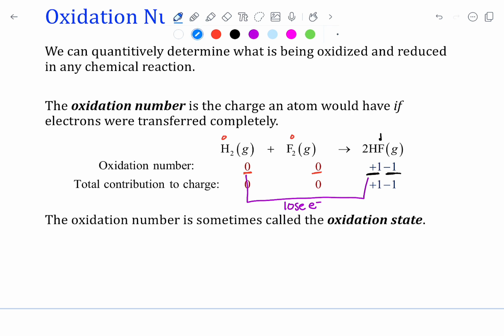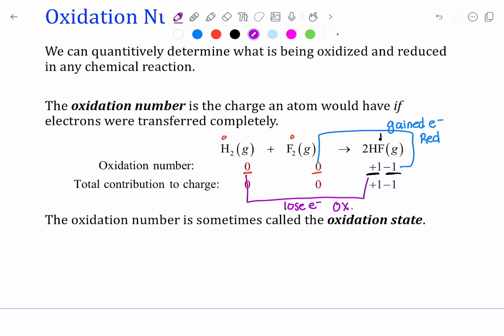For fluorine, I went from 0 to -1. If I went to a more negative charge, I gained electrons. Okay, this is exactly what we did in our previous examples. So we already got a head start on oxidation numbers. If we gained electrons, that means this is reduction. And if we lost electrons, this is oxidation.